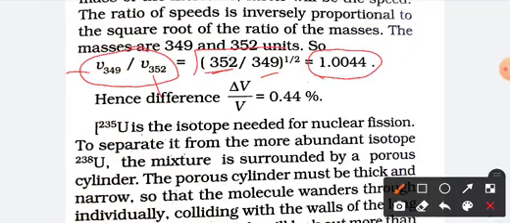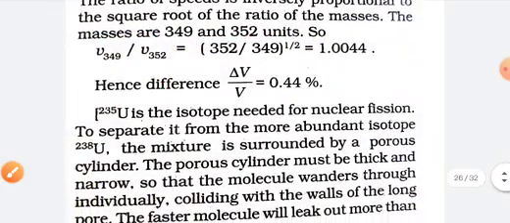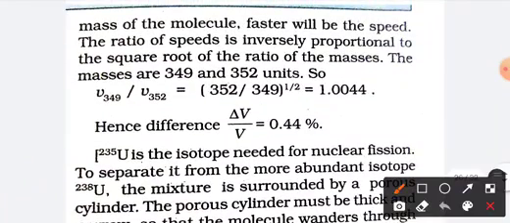Okay, and we want to calculate the percentage change in the velocity, that will be delta v upon v, that will be equal to 0.44 percent. Okay.